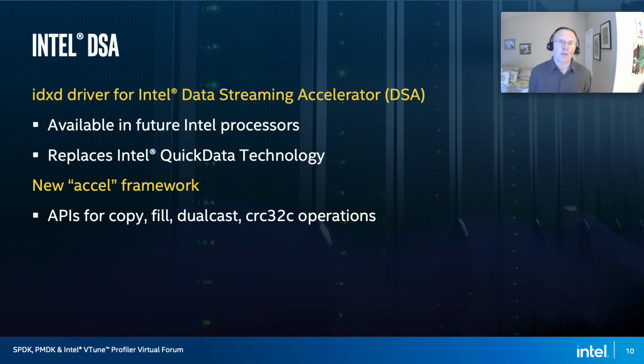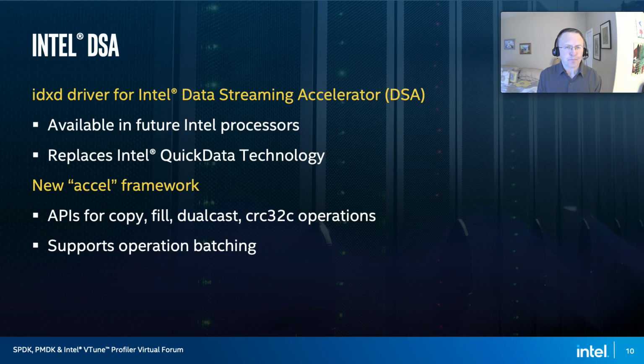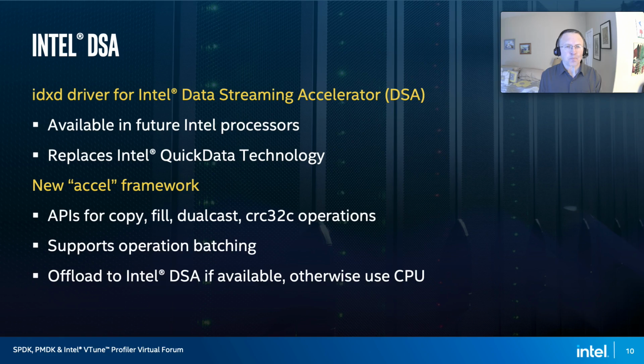It supports not just copy, but also things like fill, dualcast, and CRC32C operations. There are other things that this could be extended to do in the future. And it also supports operation batching, so you can batch up a bunch of operations and submit them all to the hardware at once, which can also get you better efficiency. And for all of these, we'll offload them to Intel DSA or to the IOAT engine if those are available. Otherwise, it will use the CPU to do those. And if it does use the CPU, it'll use ISA-L, which has the most efficient software algorithms to do these types of calculations.